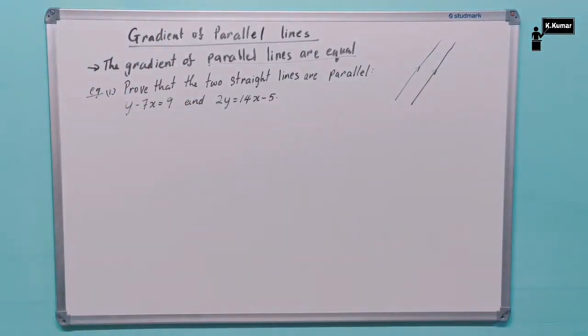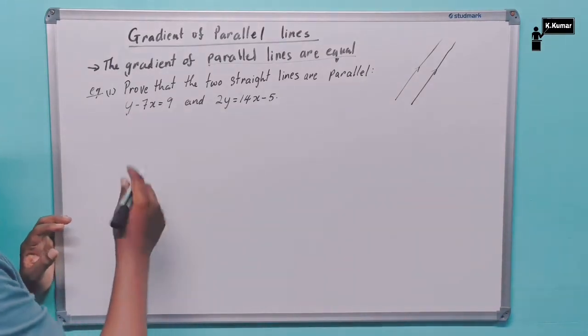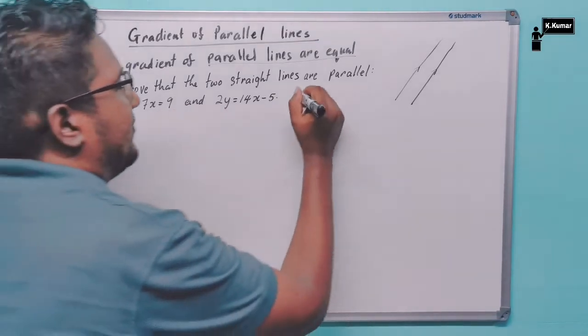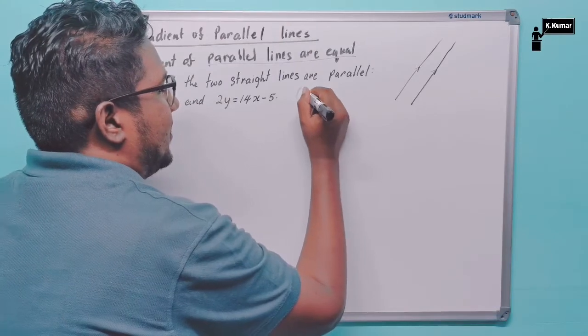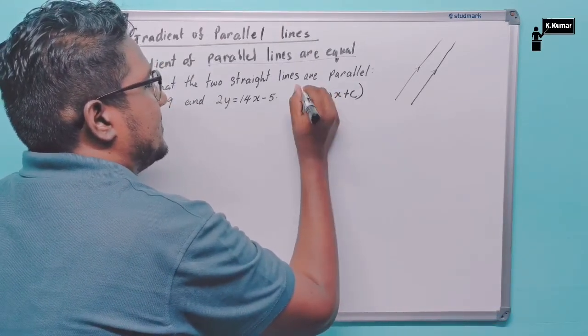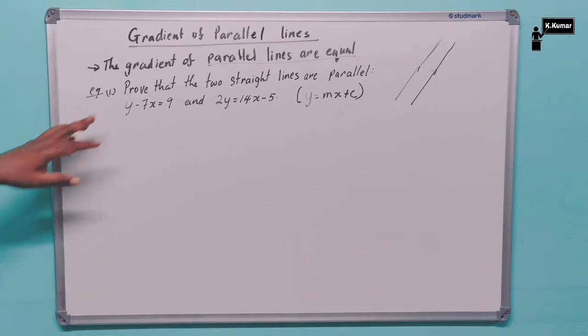So you have an example here. Prove that the two straight lines are parallel, and you have the equation of the two lines. Now, when you're given equations like these, you have to write them in their general form, which is y equals mx plus c. And when you write it in this form, you're checking to see if the values of m are the same. So the first one, let's work with the first one.